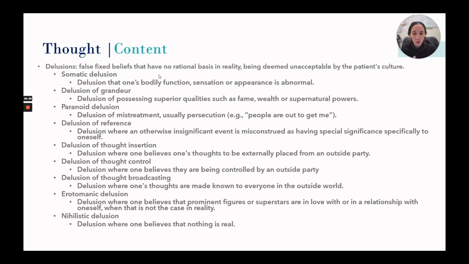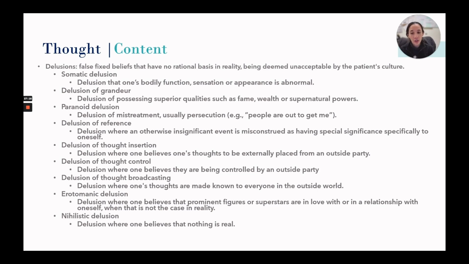Somatic delusions are delusions that one's body function, sensation, or appearance is abnormal. Patients can have delusions that they have an arm missing or something like that. Somatic delusion. They can have delusions of grandeur where they believe they have superior qualities such as fame, wealth, or supernatural powers. They can have paranoid delusions, which is a delusion of mistreatment, usually persecution, like people are out to get me. Delusions of reference, whereas an otherwise insignificant event is misconstrued of having a special meaning towards that person.